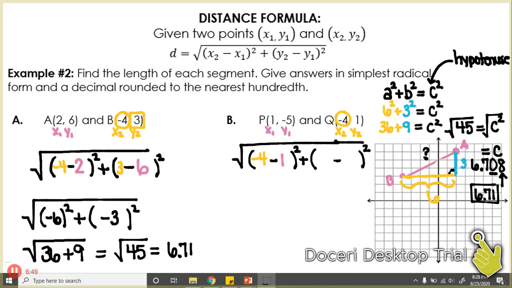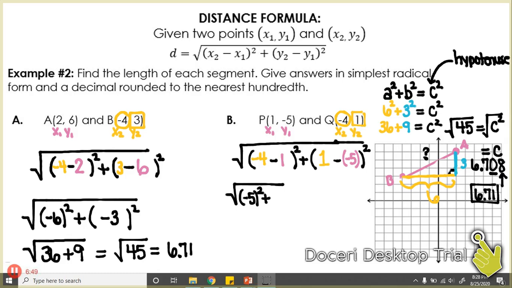And then I do the same thing with the y's. I take 1 minus, and then my y1 is -5. And then we're actually going to do that math. So we have -4 minus 1. If you owe someone $4 and borrow one more, that's -5. Keep that squared there. And then 1 minus a -5.